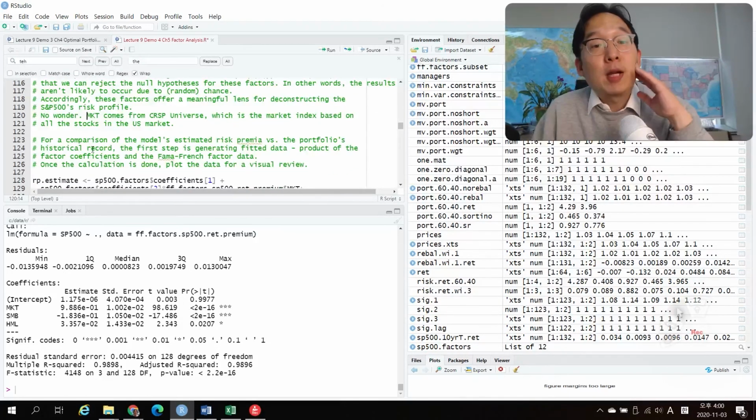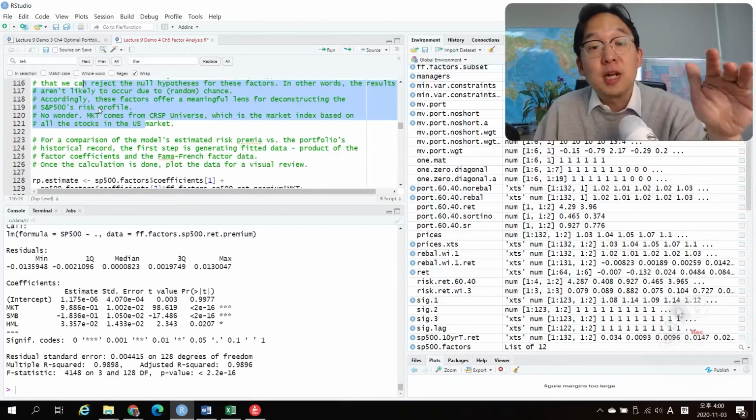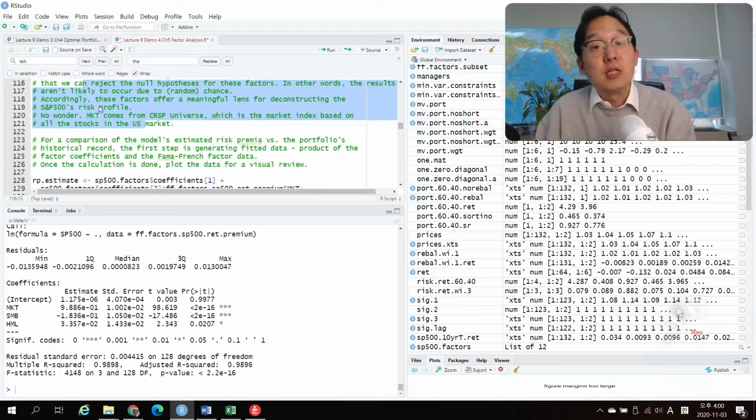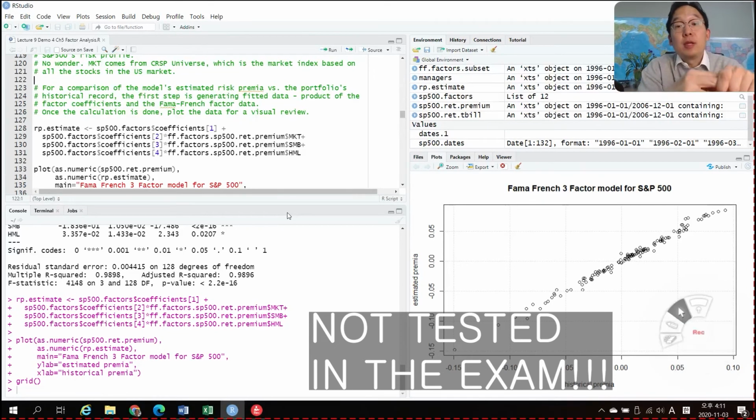Now, no wonder market comes from the CRSP universe. That's the Center for Research in Security Prices, CRSP, University of Chicago's institute, which is the market index based on all the stocks in the US market. Here again, you want to compare whether the model's estimated risk premia are the same as the portfolio's historical record. Okay, the backtesting is kind of like out-of-sample cross validation.